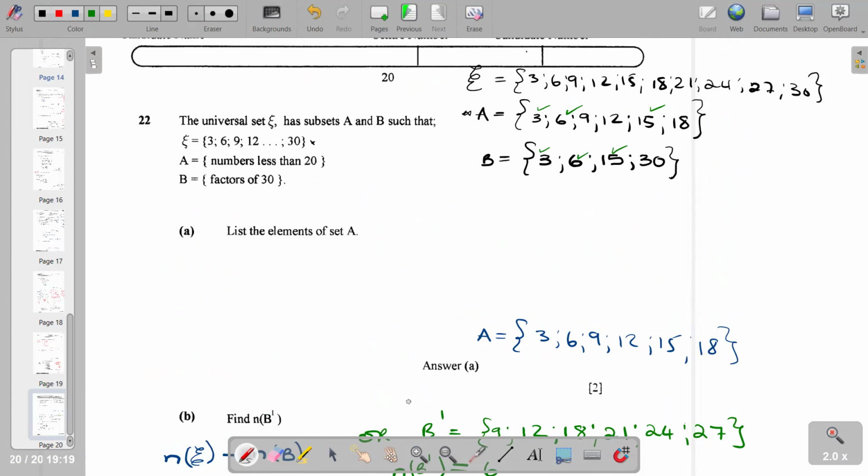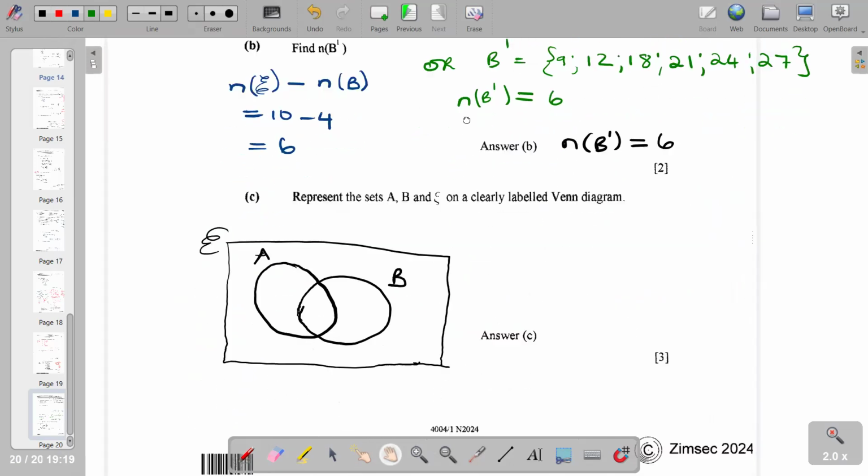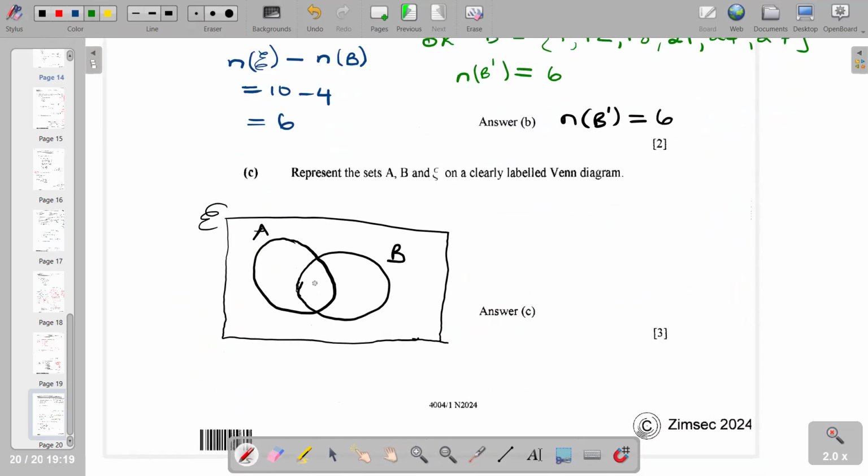So we are going to put 3, 6, 15. Then if you check in B, we are only left with 30, which was not illustrated. Then in A, we have 3, 6, 9. Also, we have 12. We also have 18. Then the remaining elements are supposed to be outside the subsets A and B, but inside the mother set.